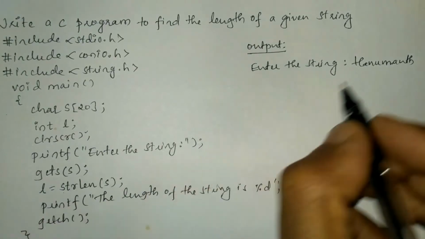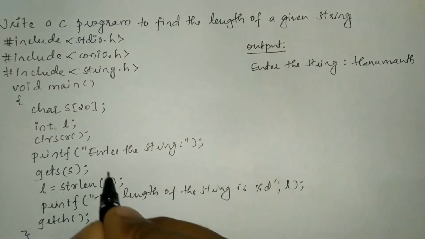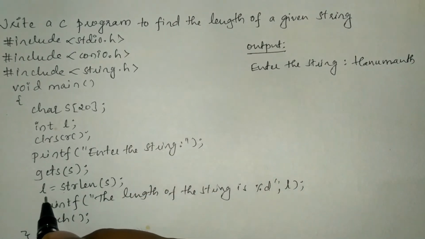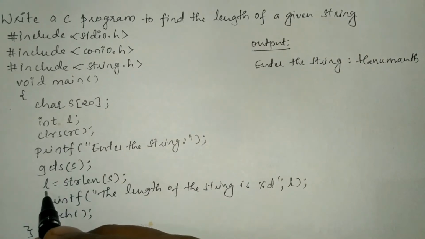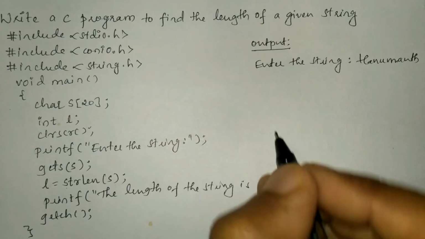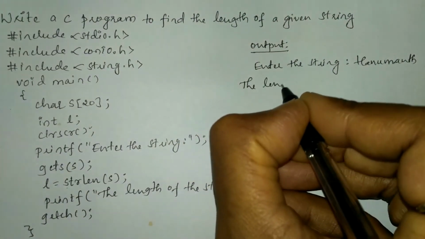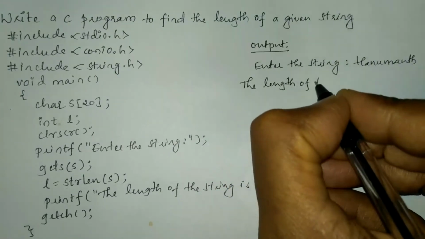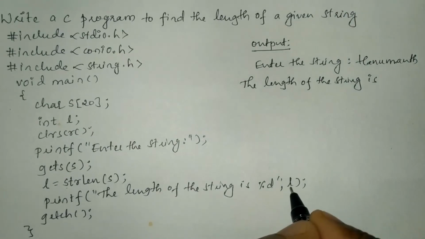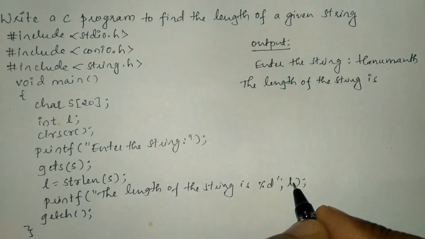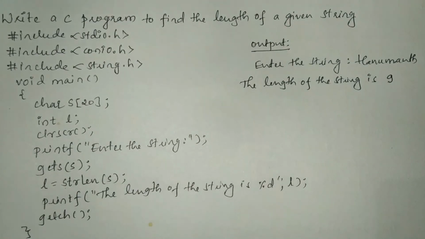So gets, it is received. Next strlen of s. So it is going to return 9 and it is stored in the variable of type integer, that is l. Next printf, it is going to print the length of the string is, and this %d is associated with l. So l is holding 9, so it is going to print 9. So let us run this program.